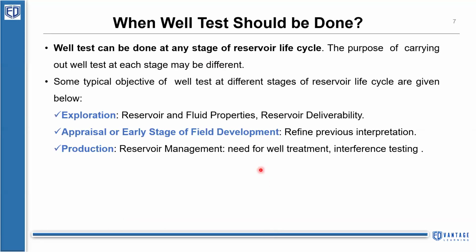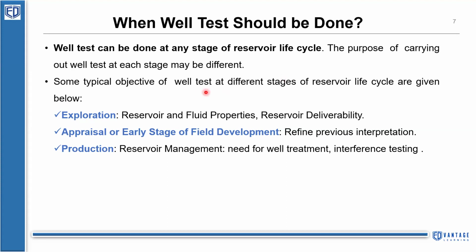So when well test should be done? So well test can be done at any stage of reservoir life cycle. The purpose of carrying out well test at each stage may be different. The purpose is different, of course. If you want to monitor pressure, we will just go for SPG survey, the static bottom pressure, but we don't go for the complete build-up study. Similarly, if you want to understand what is your flowing bottom pressure at a current flow rate, you can also do that survey. That is completely fine.